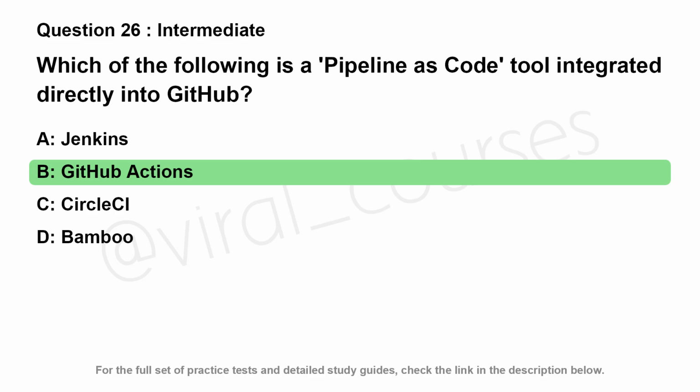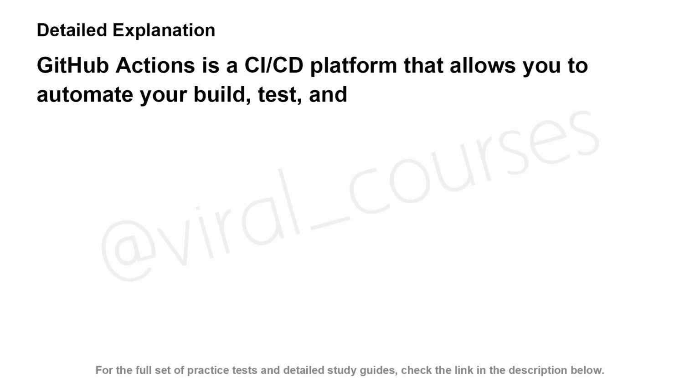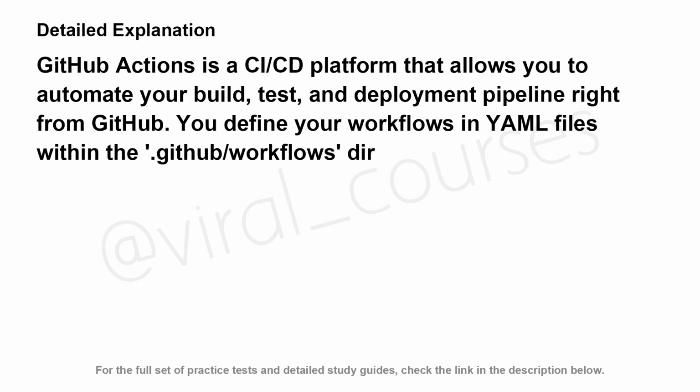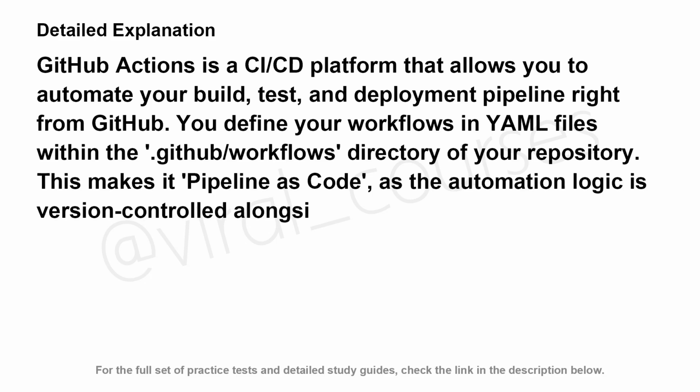The correct answer is B. GitHub Actions is a CI/CD platform that allows you to automate your build, test, and deployment pipeline right from GitHub. You define your workflows in YAML files within the GitHub Workflows directory of your repository. This makes it pipeline as code, as the automation logic is version controlled alongside the application code.